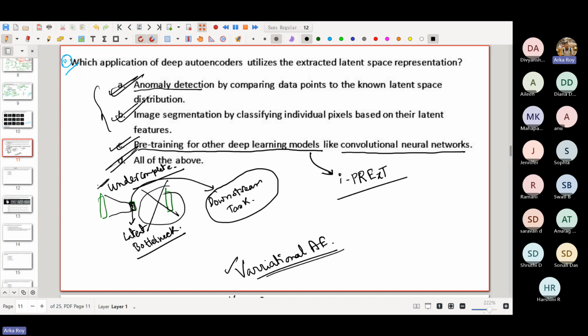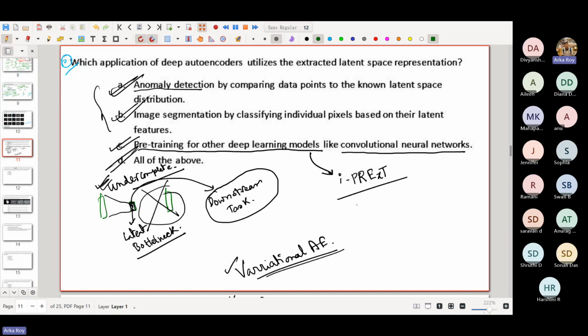So till now, whatever problems or solutions we are discussing, we are mainly considering that we are trying to reduce the dimension of the high dimensional data using an undercomplete autoencoder. So for these things, like anomaly detection and image segmentation, I have to show you some hands-on. I can give you an example for anomaly detection.